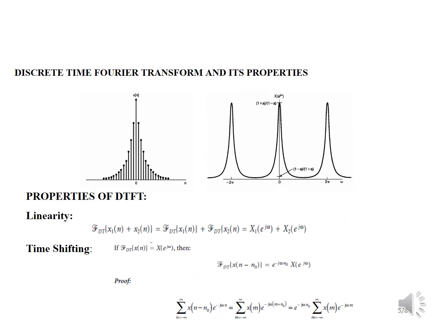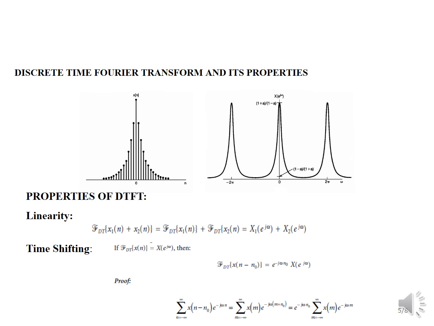Now we can see some of the properties here. Properties of DTFT. First one is the linearity property. It states that the discrete Fourier transform of x1 of n plus x2 of n equal to discrete Fourier transform of x1 of n plus discrete Fourier transform of x2 of n, which is nothing but X1 of e power j omega plus X2 of e power j omega.